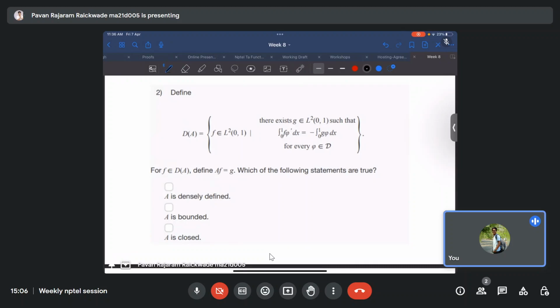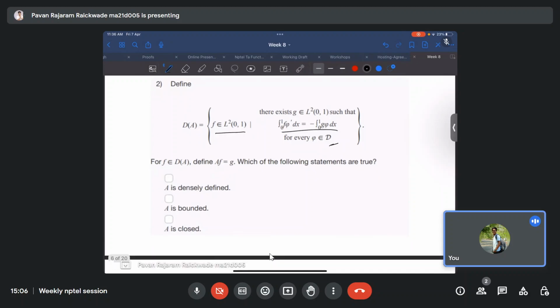So there is an operator A, and you have a specific domain of the operator given by the set of all L2 functions f for which there exists a G such that this holds: integral f phi dash equals minus integral G phi. This should happen for every phi in script D, where script D is a dense subset of L2(0,1). So we have to check whether A is densely defined or what.